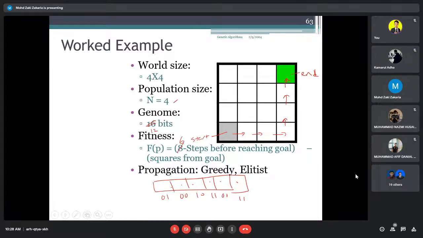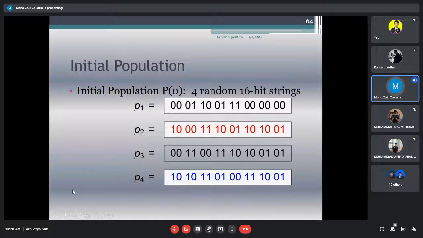Okay, then first, how to solve this problem? First, we need to put the initial population. For this case, we set 4 population, by random. Because of 12 bits, not 16 bits, we remove the last 4 digits. So we only have this chromosome, for P1, P2, P3, and P4.